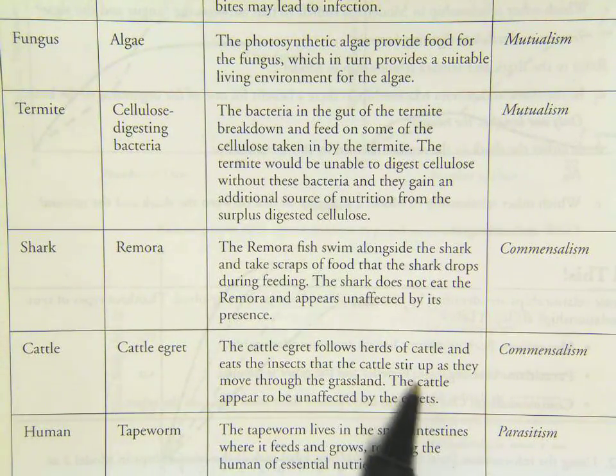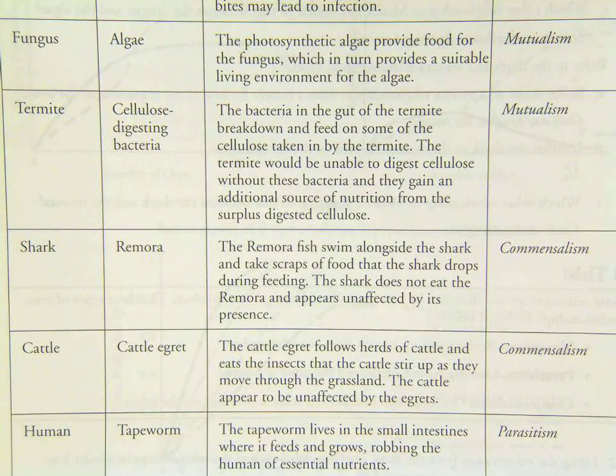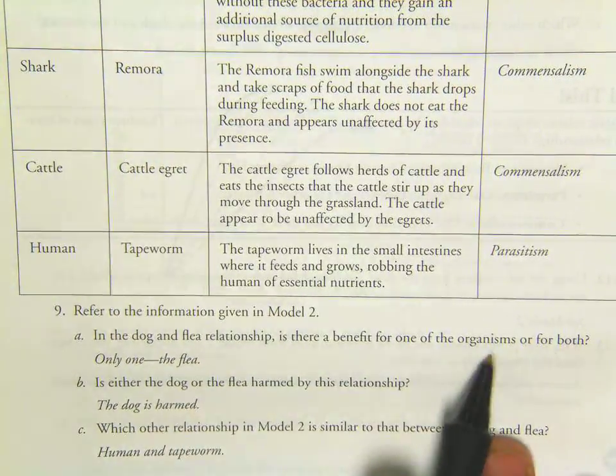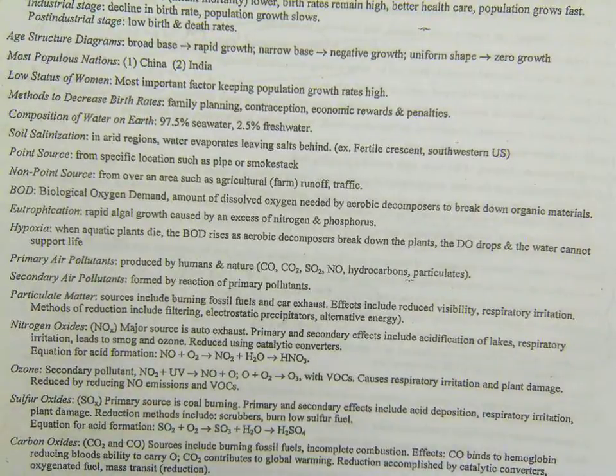Eats the insects that the cattle stir up as they move through the grassland. And the cattle appear to be absolutely unaffected by the egrets. And the other one would be a human and a tapeworm, an example of a parasitic relationship.